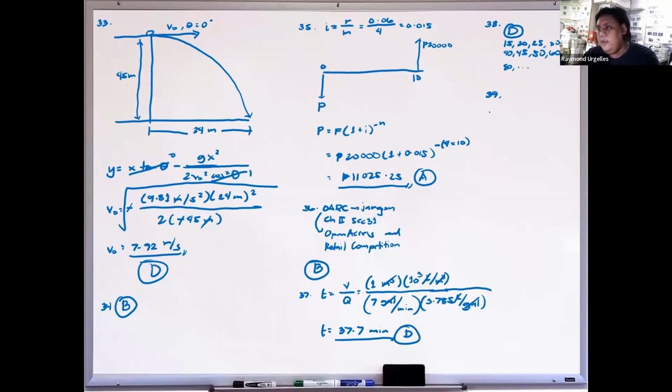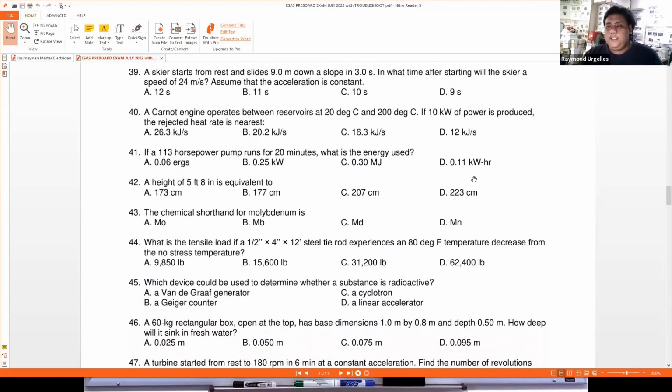39. Okay? A skier starts from rest and slides 9 meters down a slope in 3 seconds. And what time after starting will the skier, okay, a speed of 24 meters per second? So most likely, ang gusto nyo sabihin dito is will have, diba, sa speed of 24 meters per second, or will achieve a speed of 24 meters per second. Assume that the acceleration is constant. Okay? Tama ba? So again, yung isa sa mga pwede natin gawin dito, is we can solve for the acceleration using the 9 meters here, diba? So, and this starts from rest, so the initial velocity is 0. So kaya alam natin, diba?